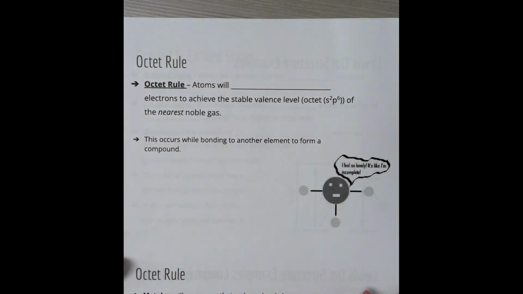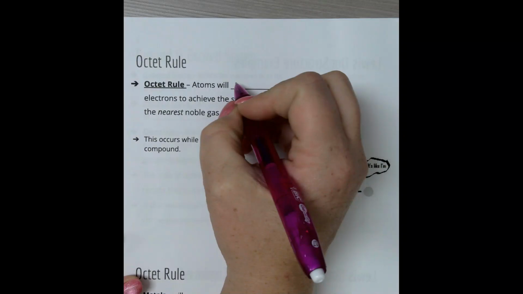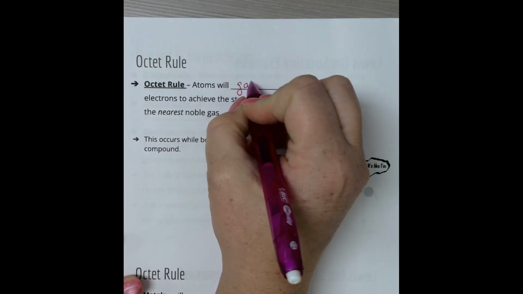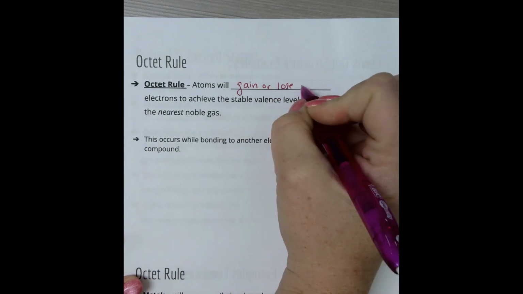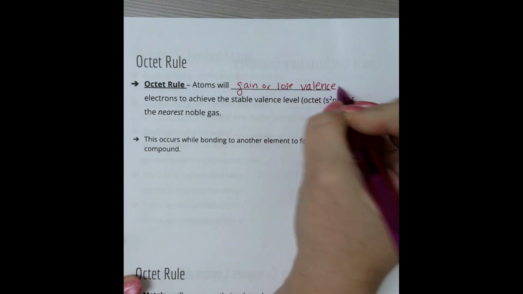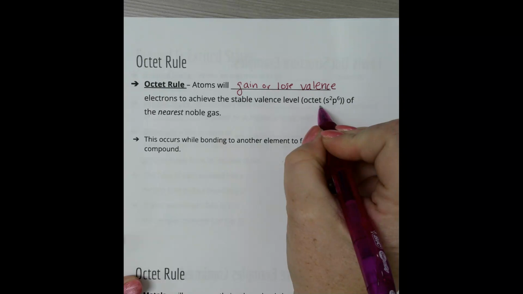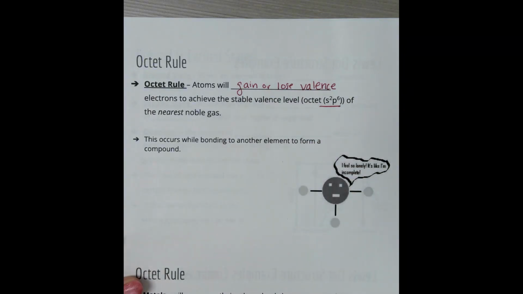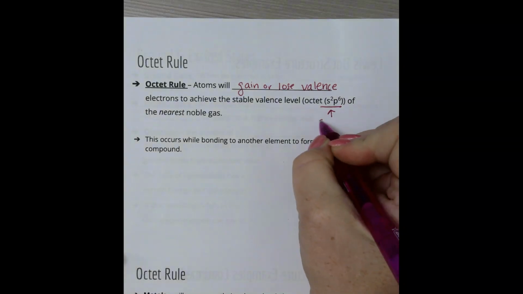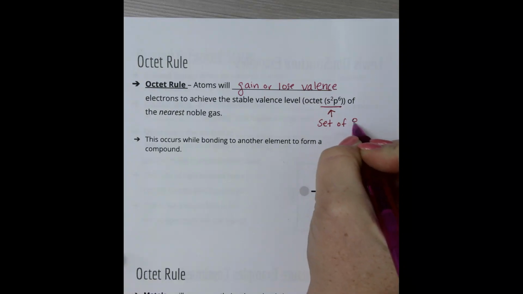Okay, so we're going to talk about the octet rule today. The octet rule simply states that atoms are going to either gain or lose valence electrons to achieve a stable valence level, or an octet. A stable valence level occurs when it has an s2p6 configuration for its electron notation, and that's going to correspond to the nearest noble gas. Think of this as your set of 8, and that's why we call it an octet.